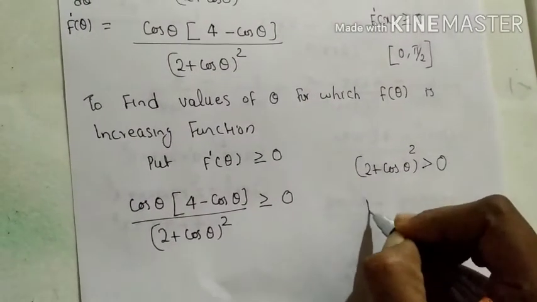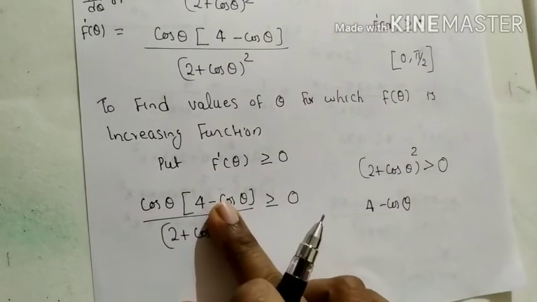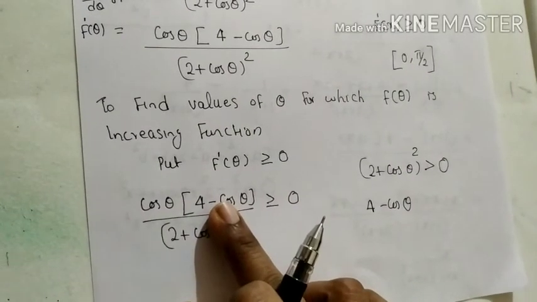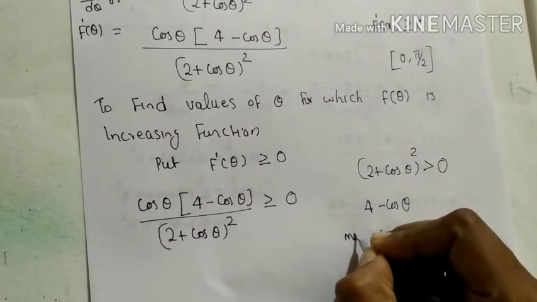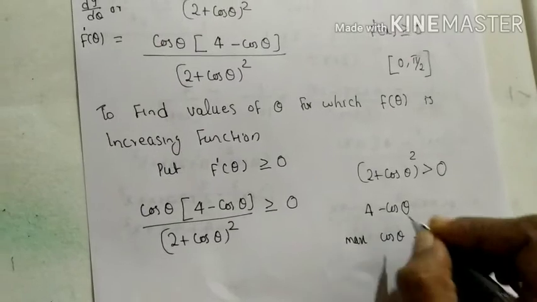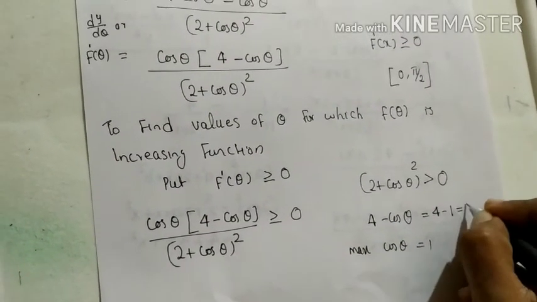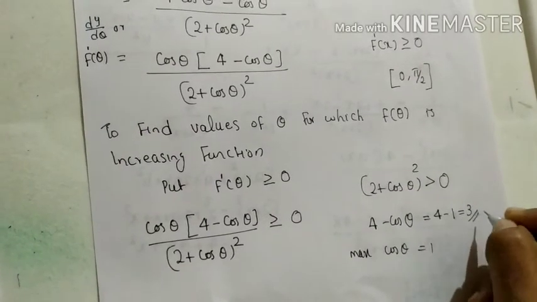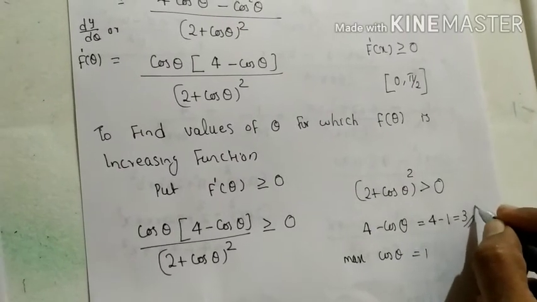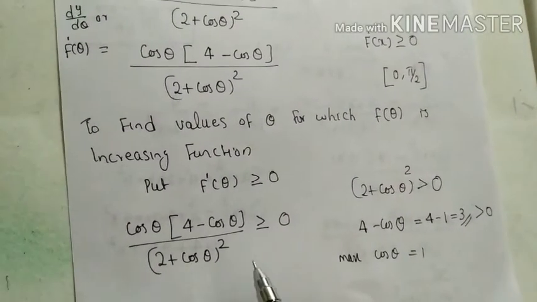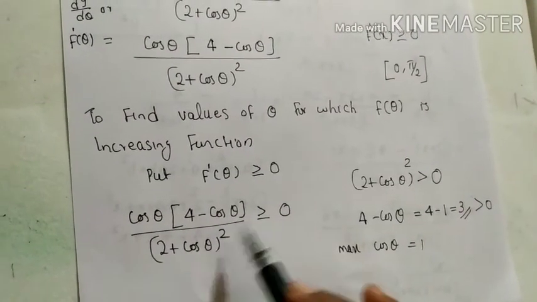The next term is 4 minus cos theta. This term can never be negative. We know that the maximum value of cos theta is 1. So substituting cos theta as 1 here, 4 minus 1 is equal to 3, so it is always positive. So these two terms are positive.